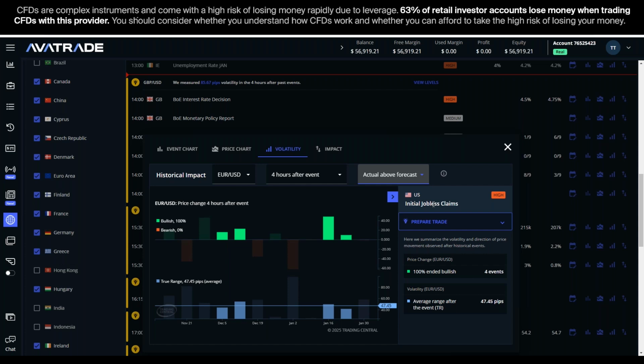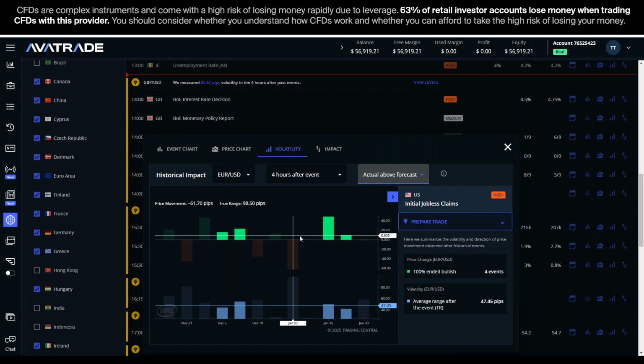And that might make sense in your mind as well. Jobless claims, if they come in higher, that's bad news for the US economy, meaning more people lost jobs. And so it makes sense that the USD might weaken and the euro strengthen. And the statistics support that. They show you that that's actually what happened in the past anyways.